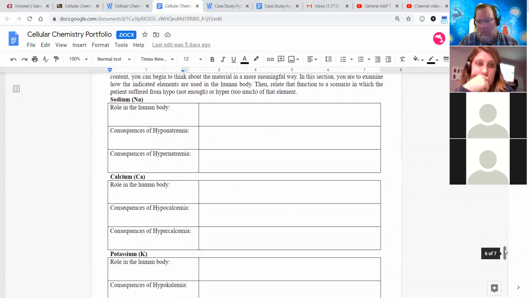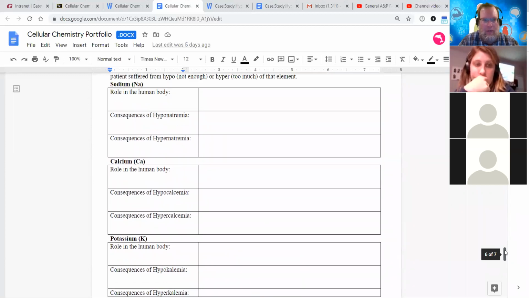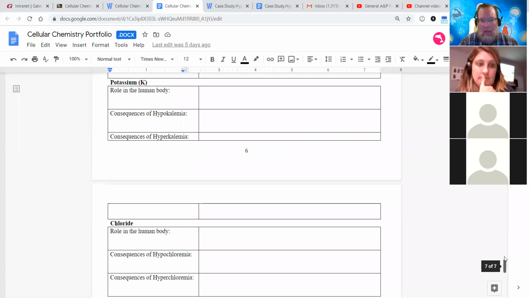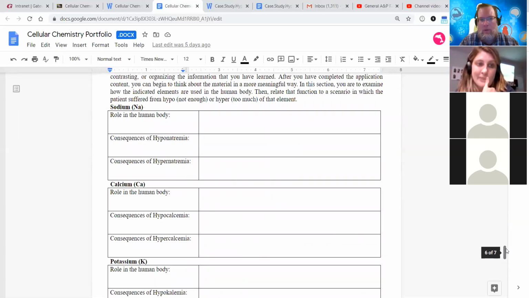I'm going to have you do a little bit of clinical stuff here with four of the main minerals, or four of the main ions that we find in the body, or electrolytes: sodium, calcium, potassium, and then chloride. So you can see there are four of those. Role of the body. Again, you can just Google it. You may already know. I would still check. But what's the role that sodium plays in the body? Why do you need sodium?